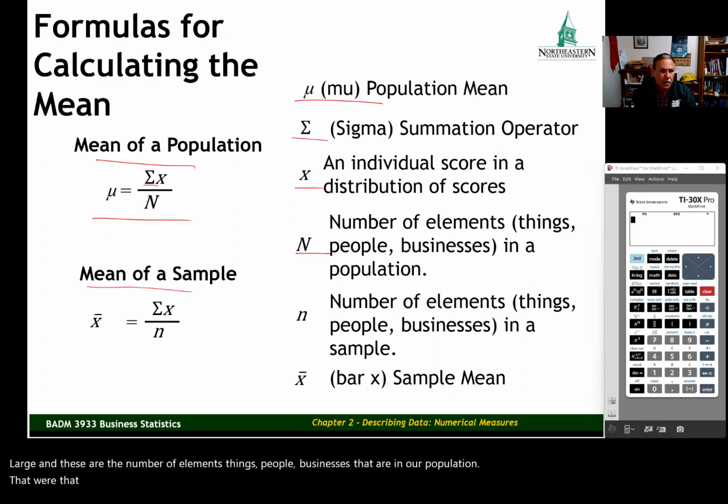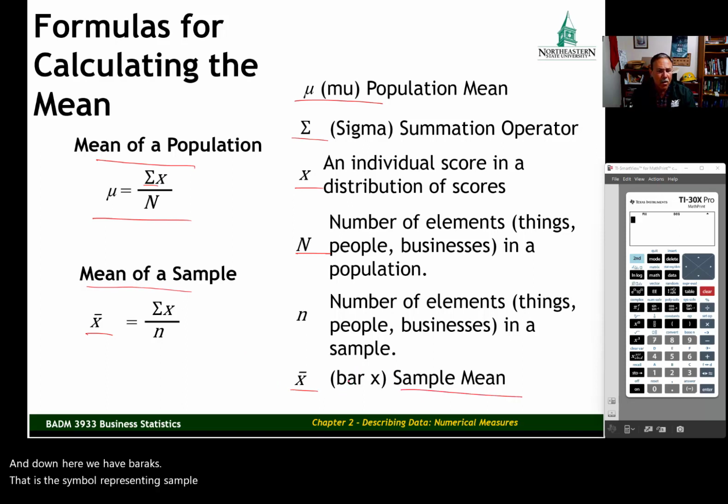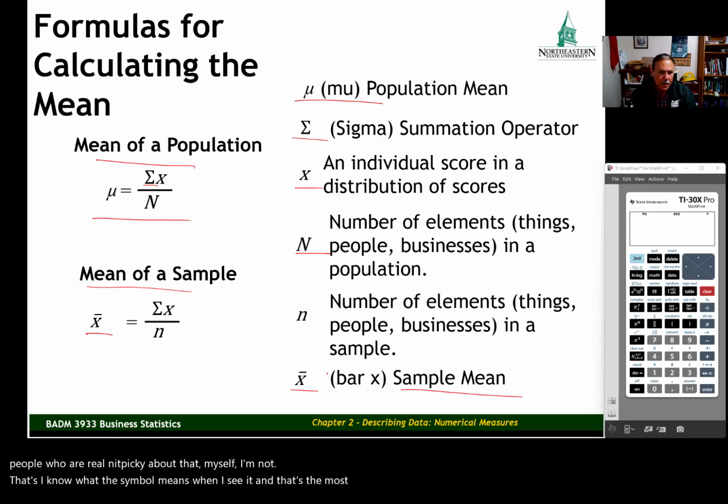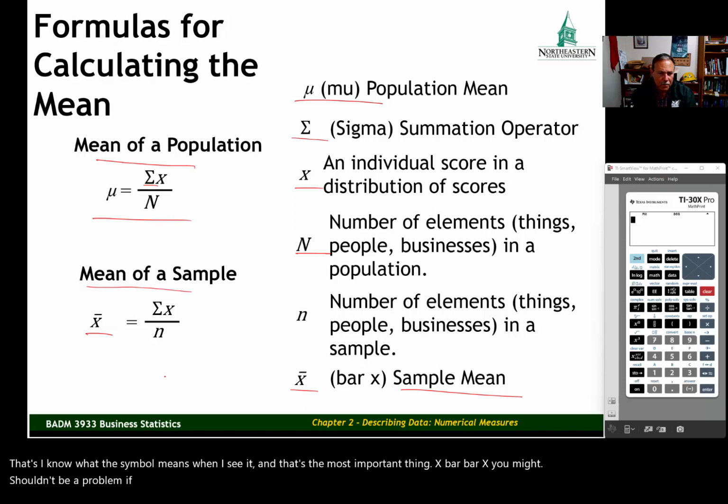And down here we have bar X. That is the symbol representing sample mean. Sometimes I'll say bar X, sometimes I'll say X bar. You might run into some people who are real nitpicky about that. Myself, I'm not. I know what the symbol means when I see it, and that's the most important thing. X bar, bar X, it shouldn't be a problem if you call it one or the other. Again, it represents a sample mean.